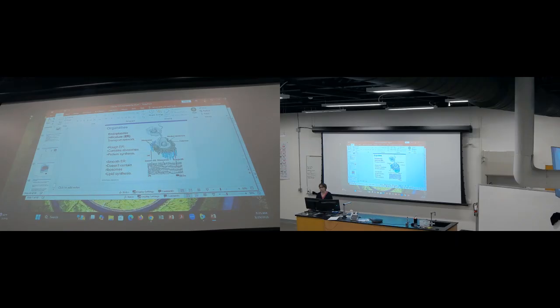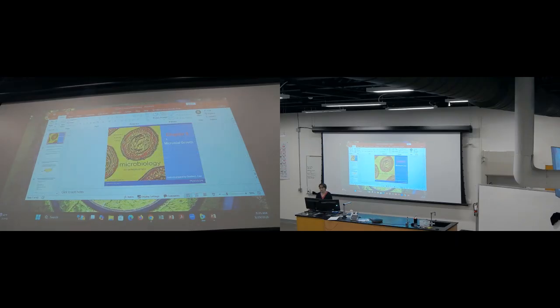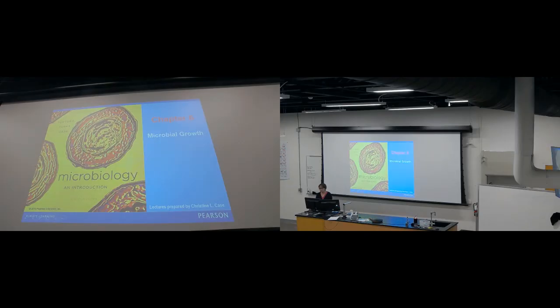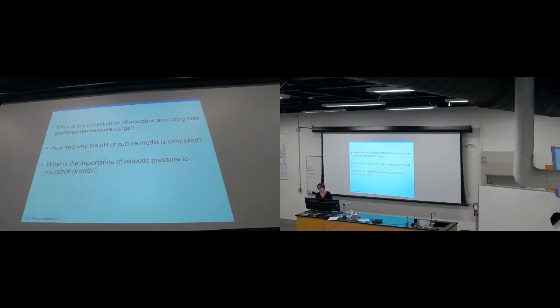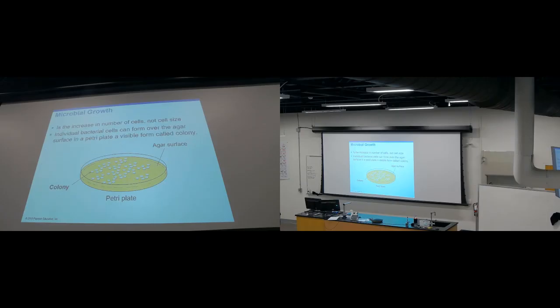Okay, so that's all for chapter 4. Now let's move into chapter 6. Chapter 6 is titled Microbial Growth. In this chapter, we're going to see the microbial classification according to the temperature in which the bacteria grow, according to the pH in which the bacteria grow, and as well according to the osmotic pressure.